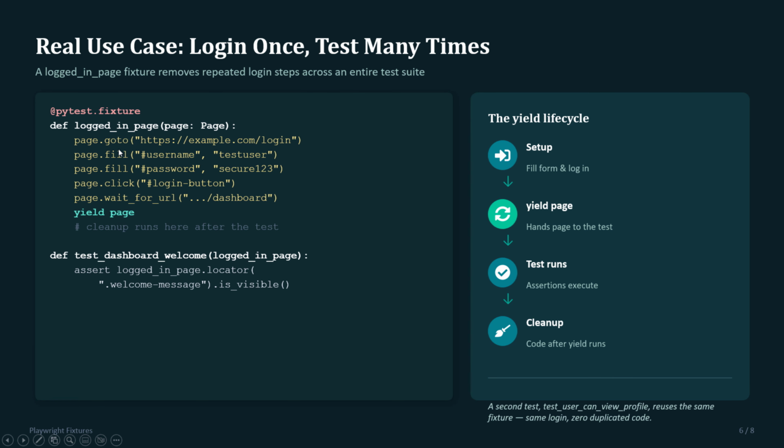If I show you, basically you can just create a function for the login, going to your application, providing the username and password, clicking on login, and if the dashboard appears, yield page, which means that cleanup runs after the test. So once the test completes, it will do the cleanup. Now this function over here is a fixture. Now tomorrow, if you want to log in before your test, you don't need to repeat this stuff again and again. Just pass this fixture, just like the page fixture.